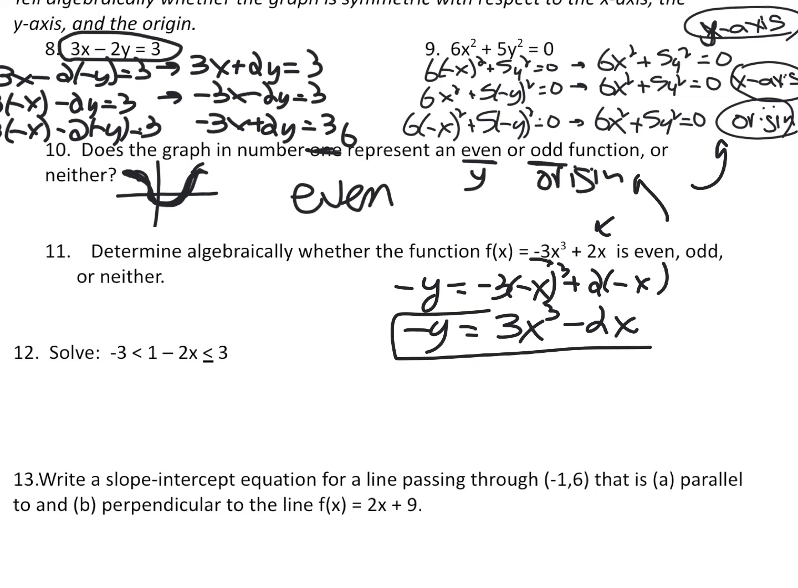So I'm looking at this, and I'm comparing it to what we started with. The first thing I notice is it's not exactly the same. But the second thing I have to look at is whether it's exactly the opposite. So look at the y first. The y went from positive to negative. That's good. The x cubed went from negative to positive, and the 2x went from positive to negative. So it's the exact opposite, which means it would be odd. Remember, if it's exactly the same or exactly the opposite, then it's good.